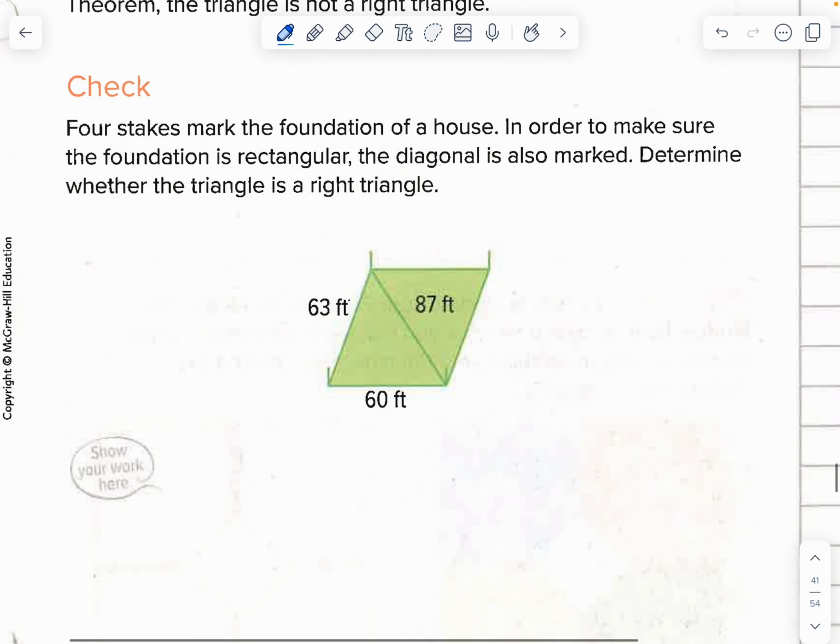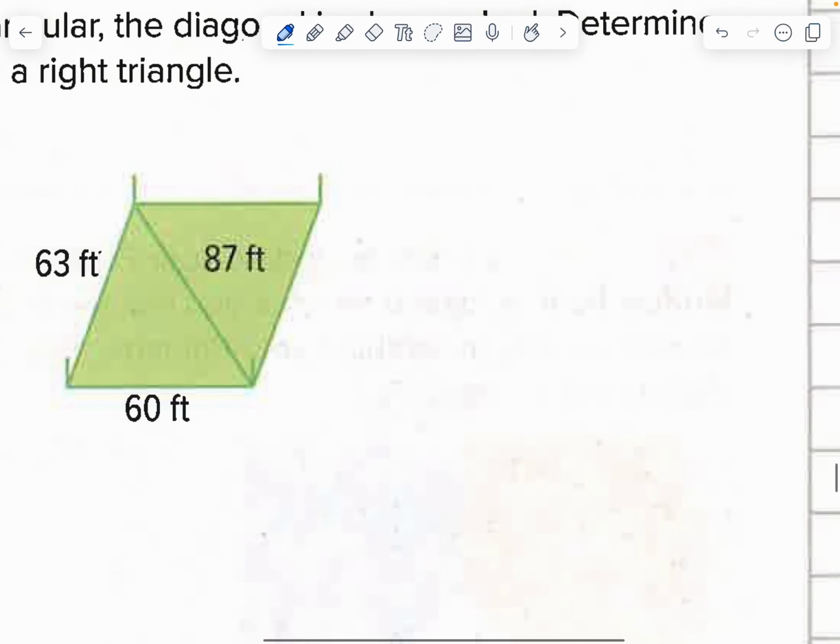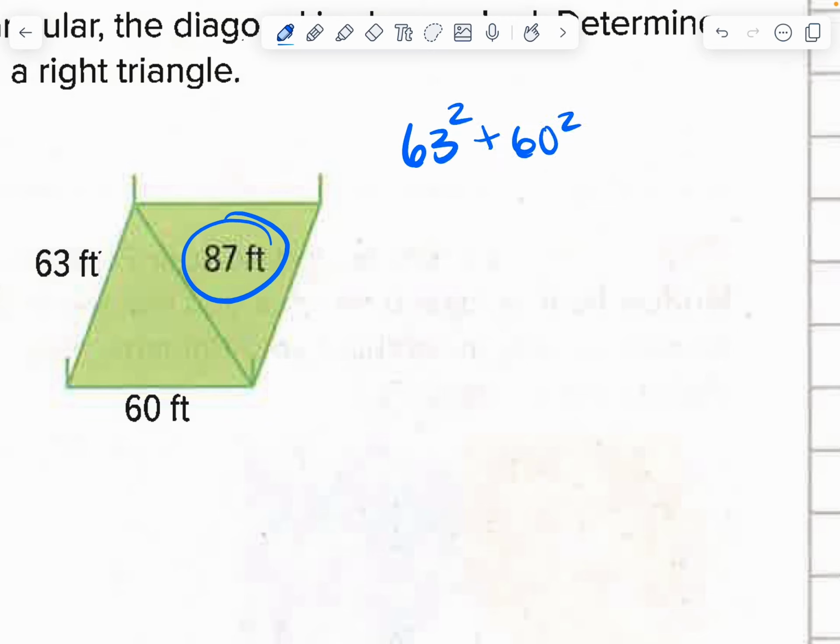This one, it says 4 stake marks in the foundation of a house. In order to make sure that the foundation is a rectangle, the diagonal is also marked. Determine whether the triangle is a right triangle. So again, this is the longest one. 63 squared plus 60 squared. Does that equal 87 squared?